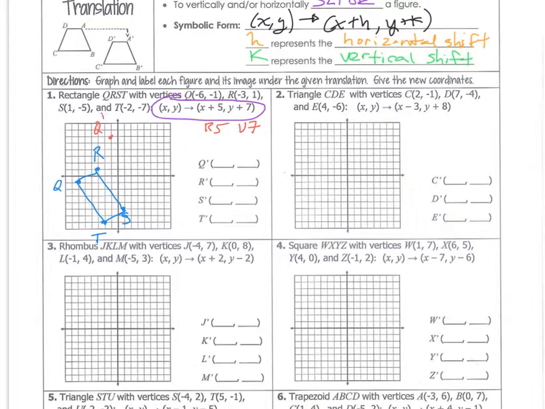So there's Q prime. What ordered pair is that? Read it. What ordered pair is it? (-1, 6). And if you had just added 5 to -6, you get a -1, and add 7 to -1, you get a 6. So you can do it mathematically as well. All right, so you continue plotting your points.